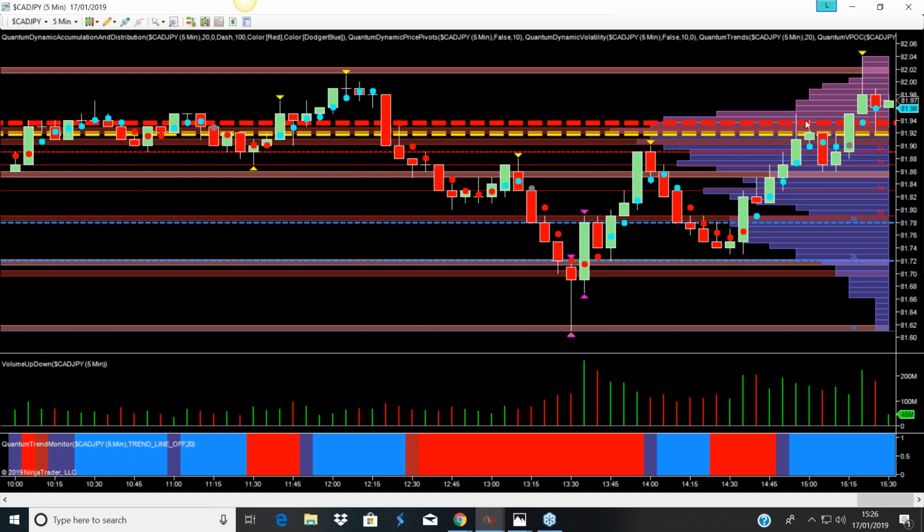Yes, in fact, we were talking about this particular pair when it was around the volume point of control, and basically what I said was the volume point of control here on the 5-minute chart would certainly provide a nice strong base if this was to go higher. I want it to go higher because I'm actually long this pair.